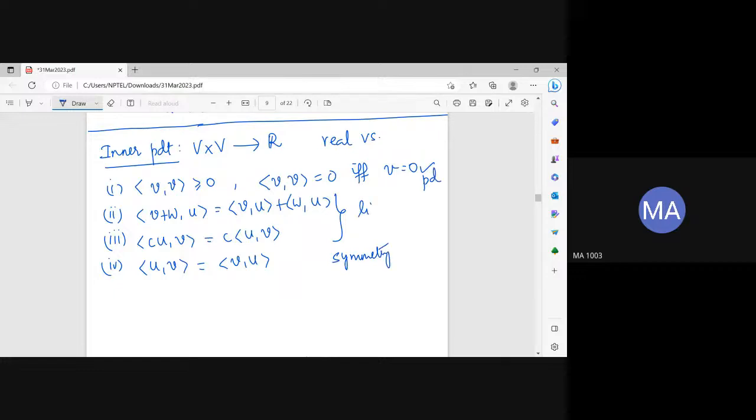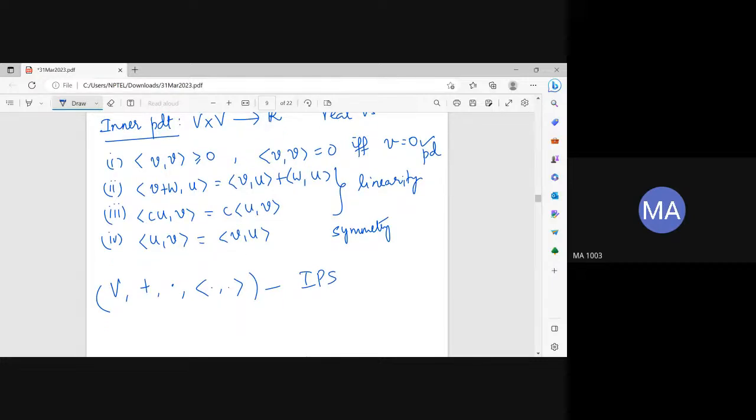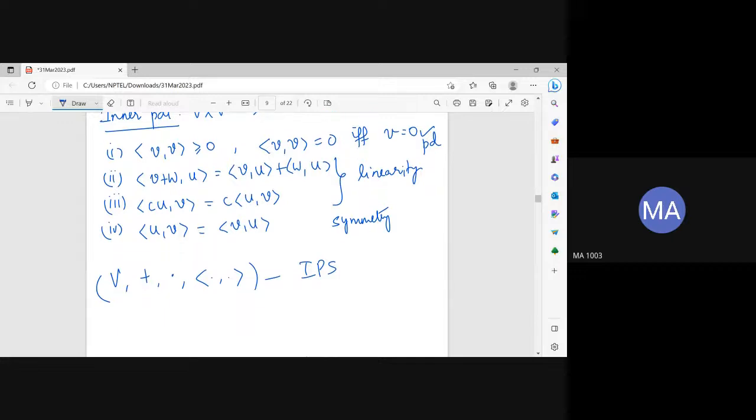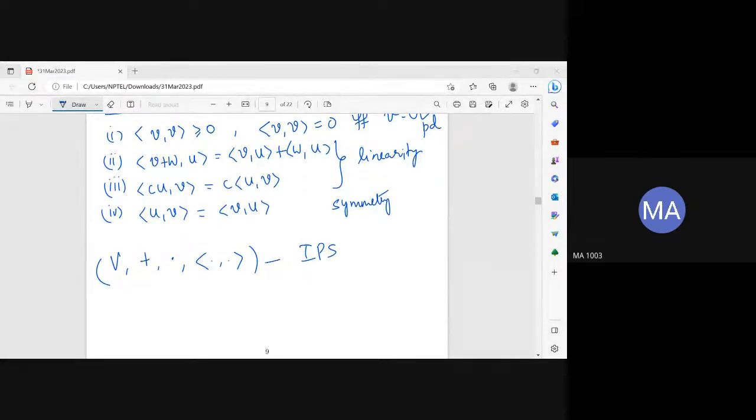If these are satisfied, then it is an inner product, and a vector space with an inner product. For a vector space, you already have plus and dot. Along with that, if you have an inner product, it's called an inner product space. Right? So how do you verify something is an inner product or not? We have done a lot of examples, so you can go back and check that. And on inner product spaces, what do we know? We study the norm of a vector and all that, right? You can talk about the length of a vector in any inner product space.